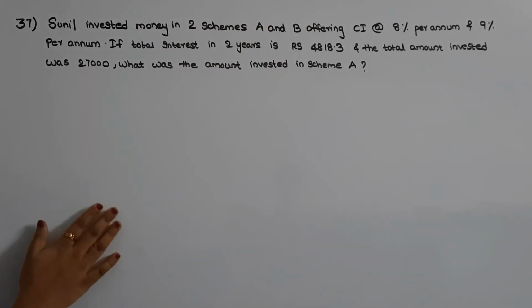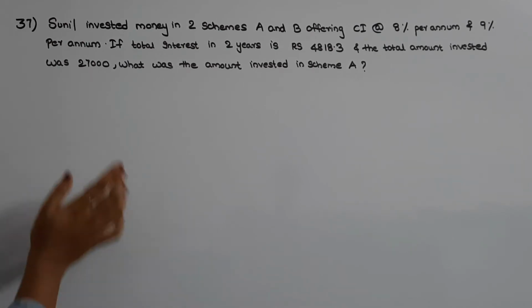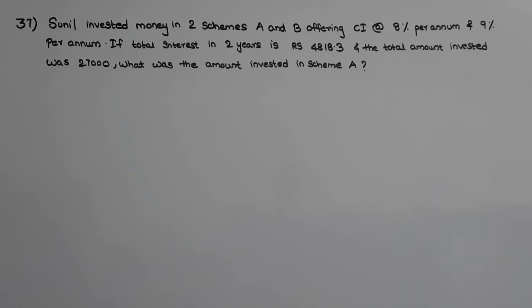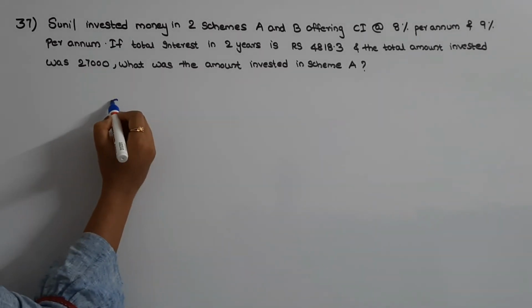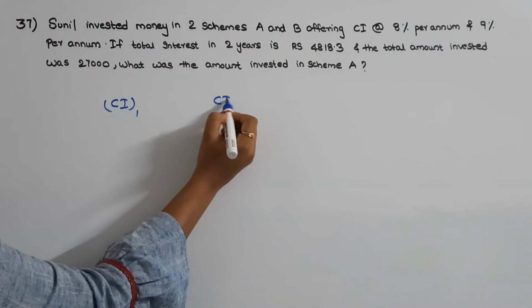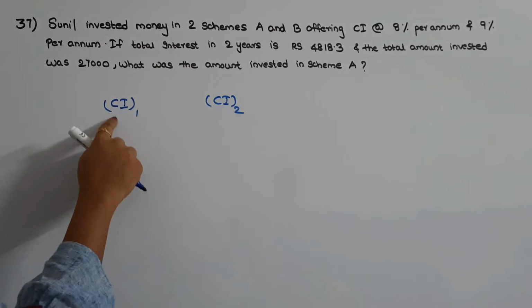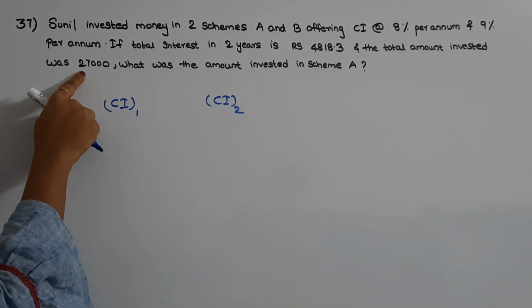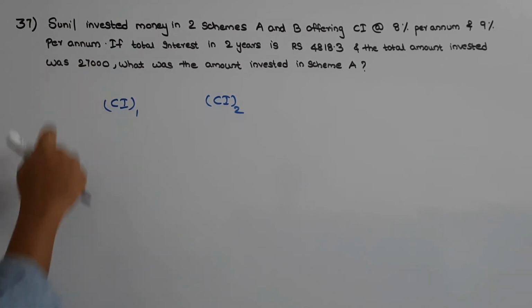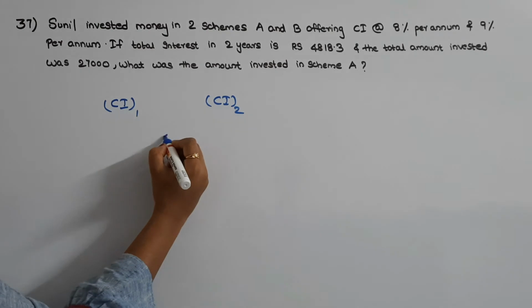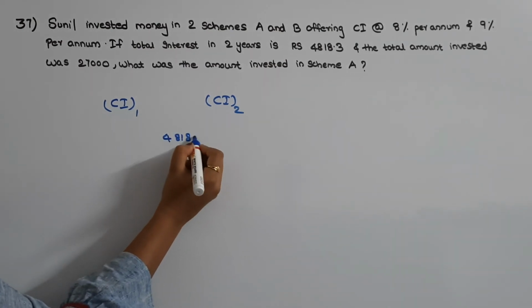So this is also similar question to that of the previous one. Previous question was for simple interest and this is for compound interest. So we are doing this by allegation method. So in allegation method, first you need to write down the compound interest in the first case and then here the compound interest in the second case. In both these cases, the principal value should be taken as the total principal. Okay, total principal. And in the middle, you need to write down the total interest, that is 4,818.3.